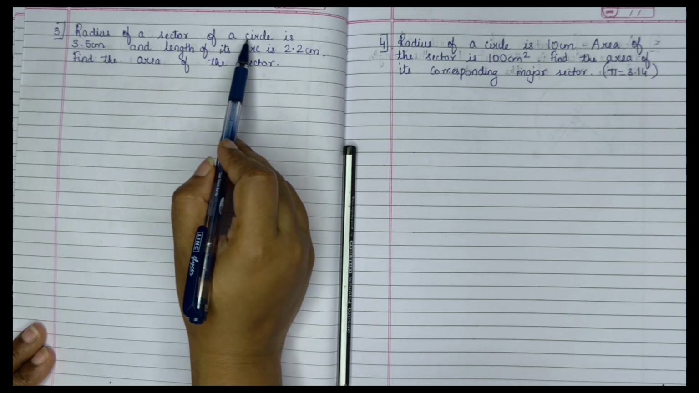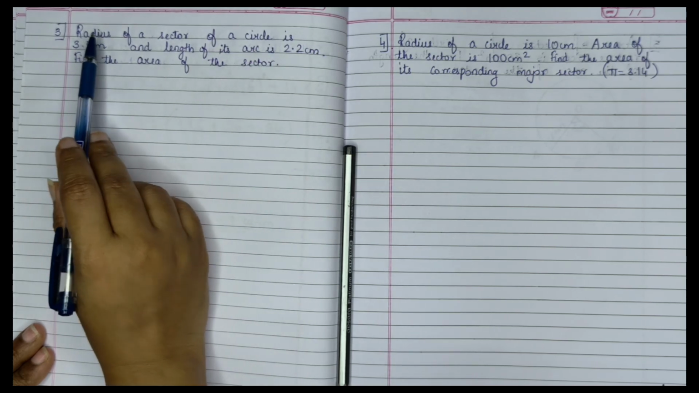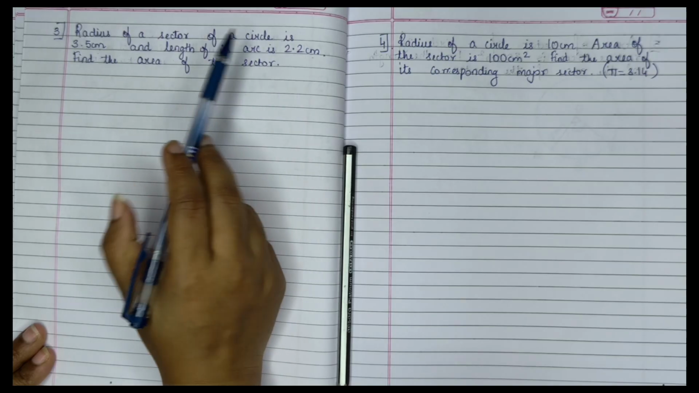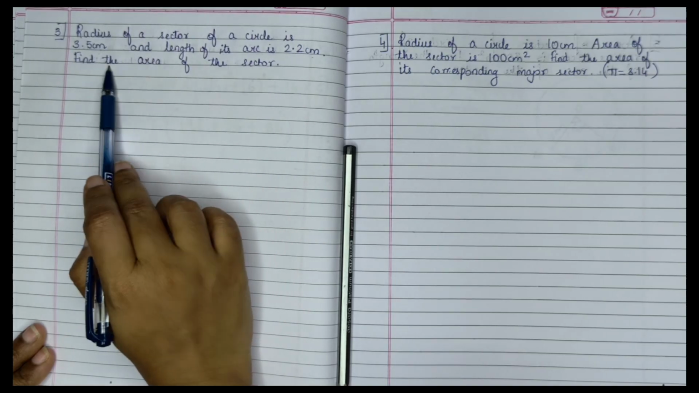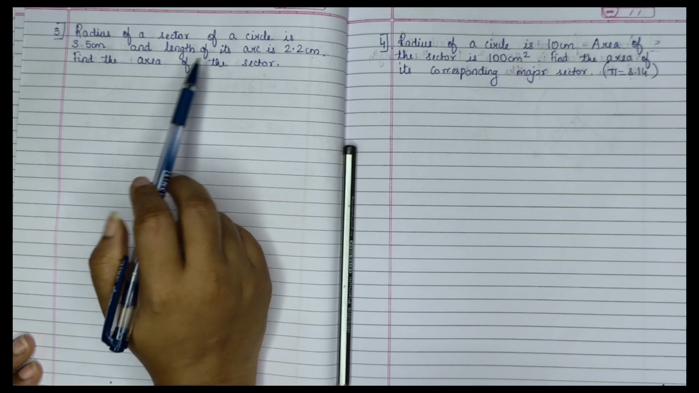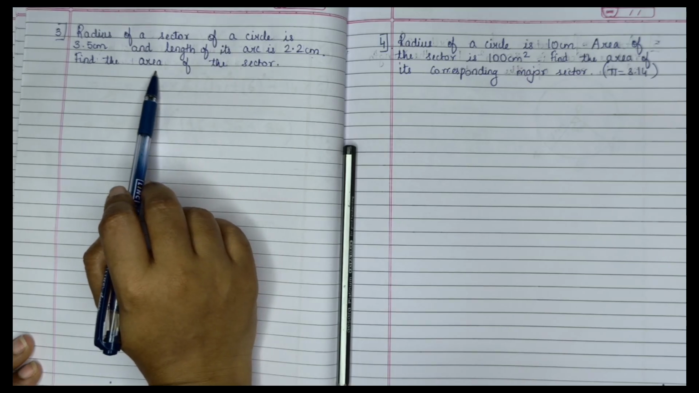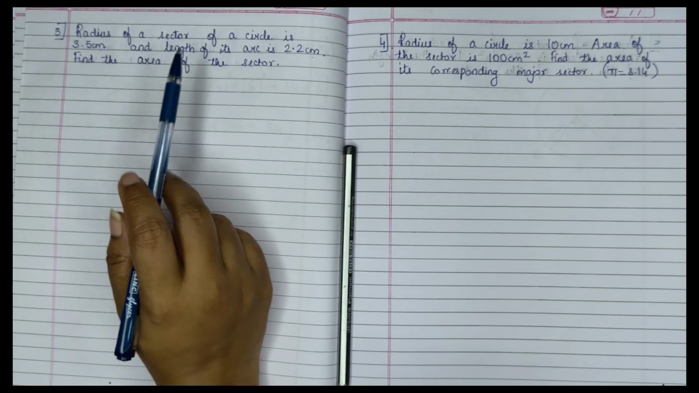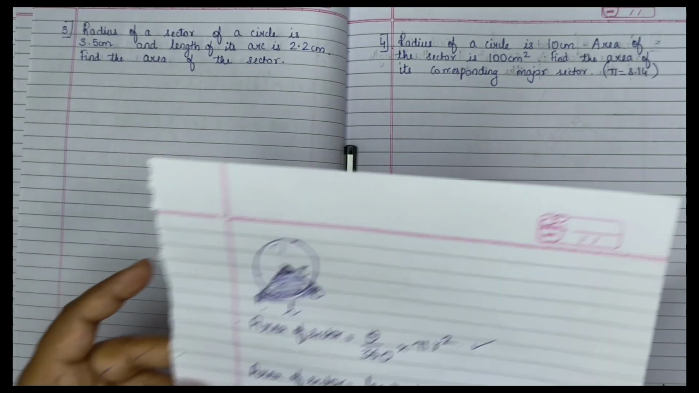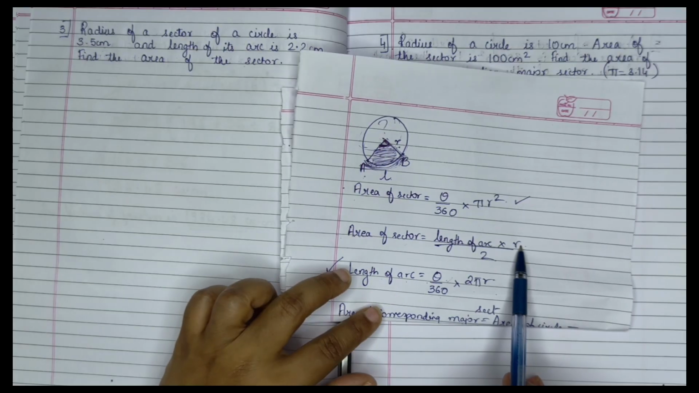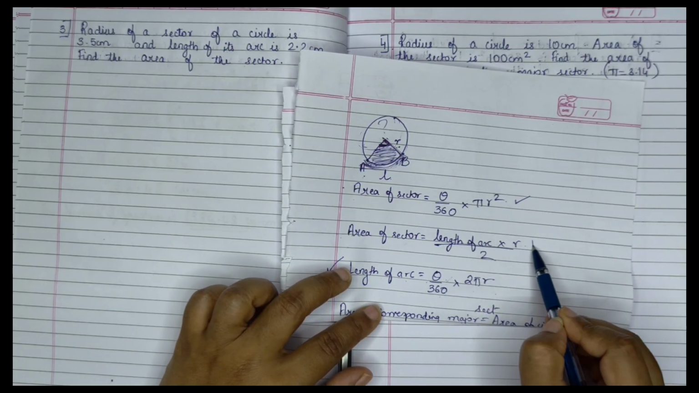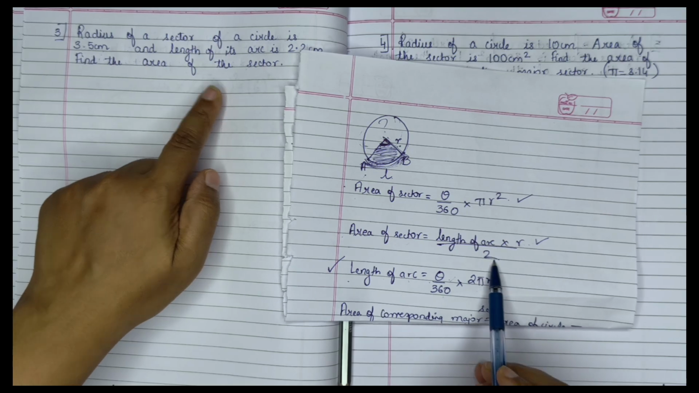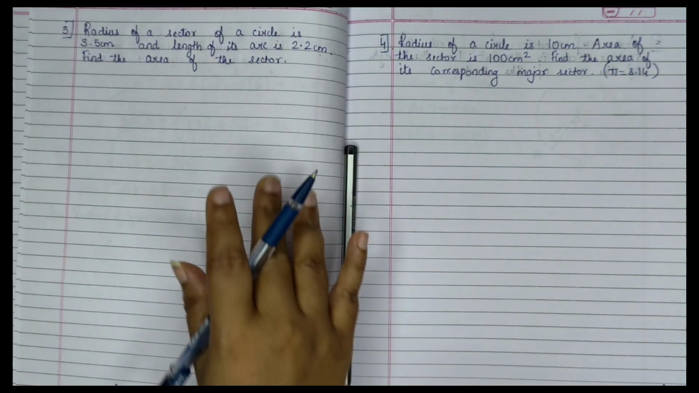Radius of the sector of a circle is 3.5 centimeters. That means the radius of the circle is given. Length of its arc is 2.2 centimeters. Radius and length of arc is given. You have to find the area of sector. Okay, now area of sector, we have two formulas. Now for area of sector, when the radius and length of arc is given, you have to use this formula. That means area of sector, we will use length of arc multiplied by r upon 2.